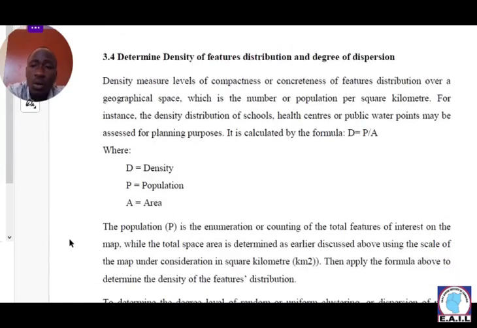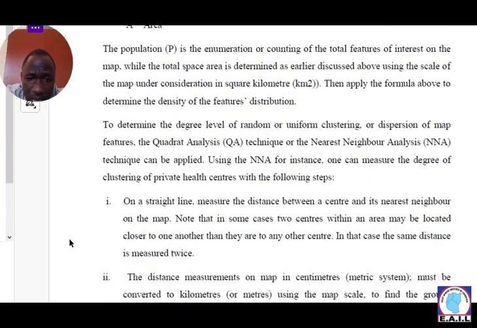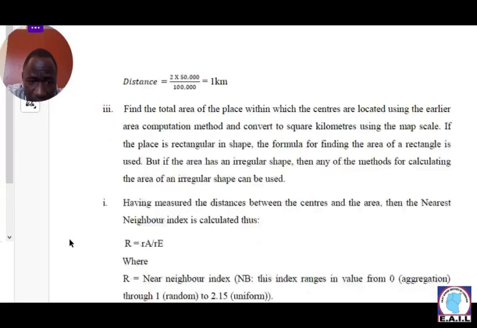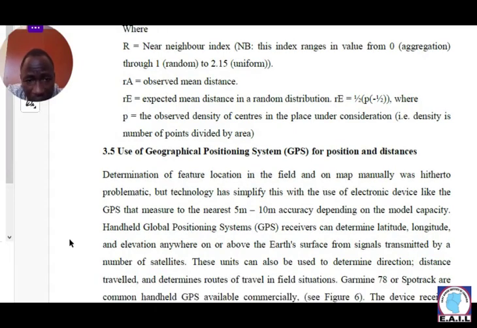When we proceed, we are going to be looking at determining the density of features, distribution, and also degree of depression. So that is also another calculation we are going to be looking at there. When we proceed, we are going to be looking at the uses of the geographical positioning system, and we find out what their uses are.